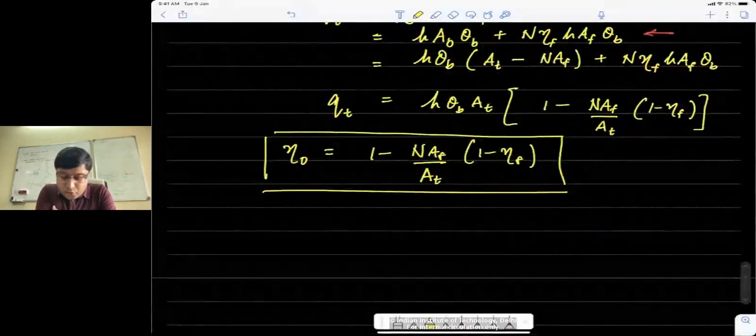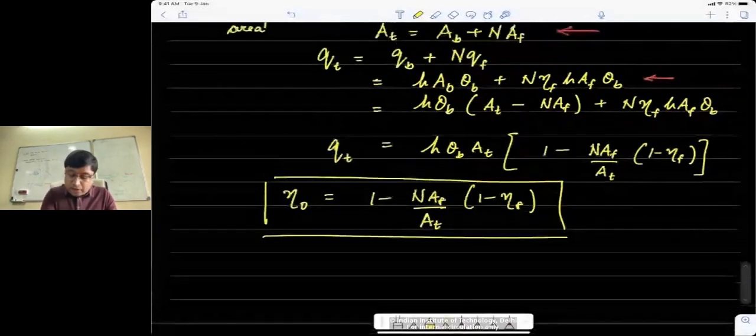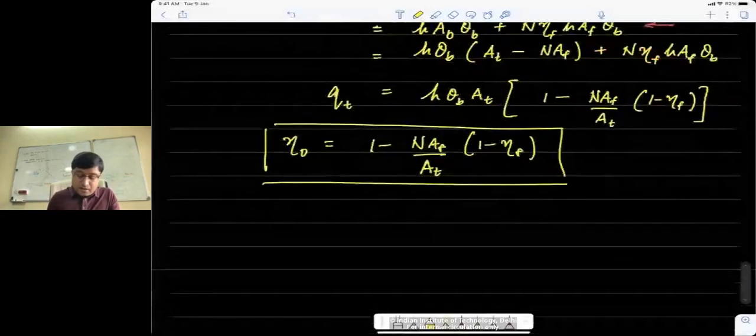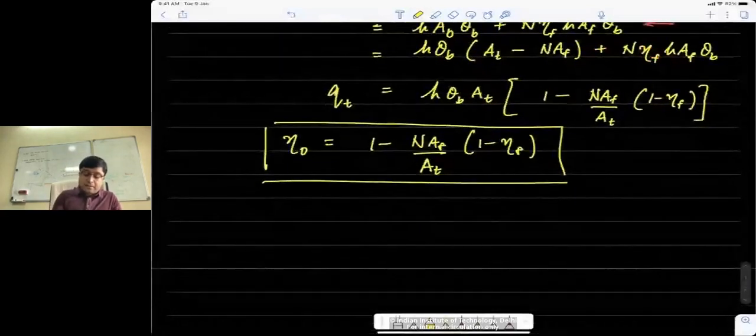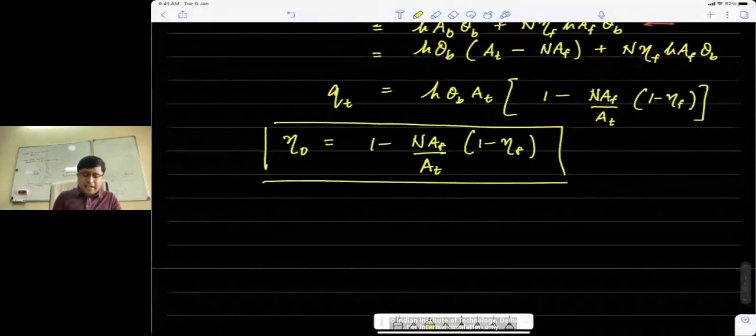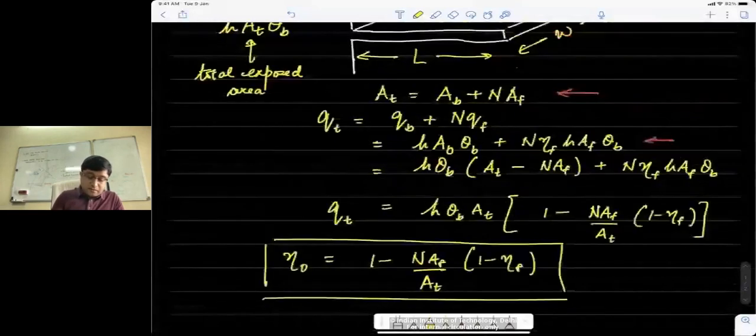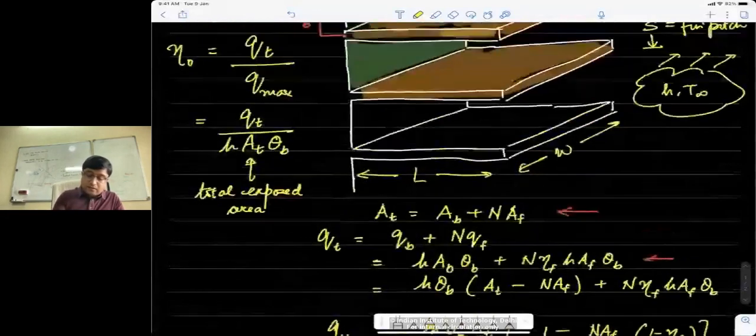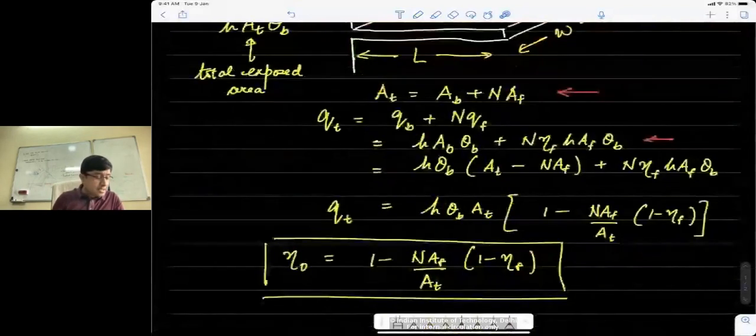The predominant use of this expression is that if you know eta naught somehow, if you have figured it out, then it's easy to calculate the total heat transfer, because QT then becomes just eta naught times h A_T theta_B from this equation. So once you have eta naught, you can straight away calculate the total heat transfer taking place from the fins and the base from this equation. That is one of the main reasons for using this.